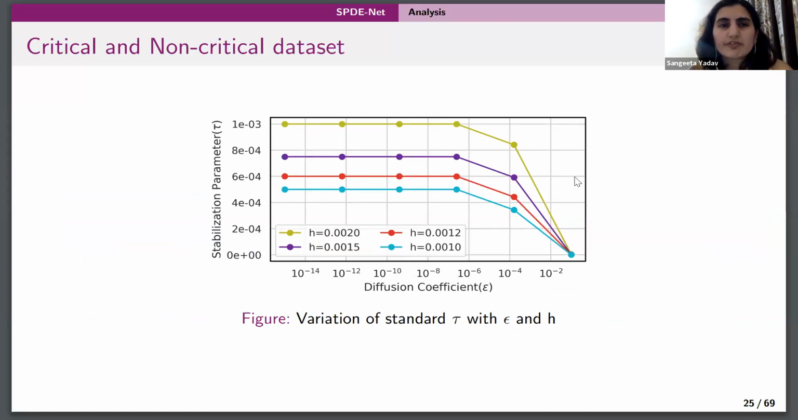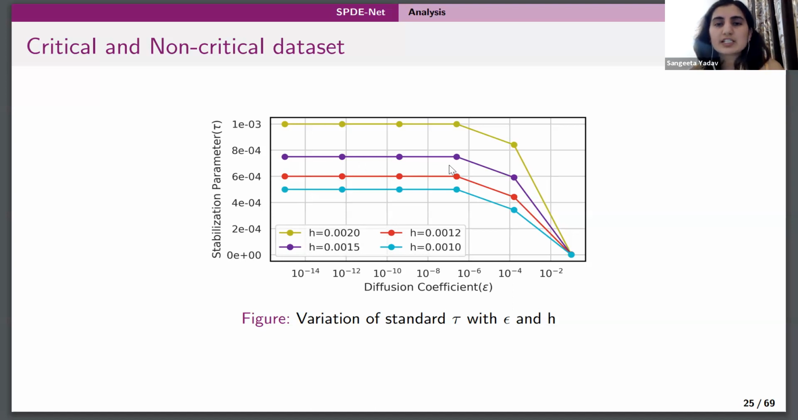We have done a few more experiments in the 1D case. The first one is wherein we have divided the data. The data was a set of pairs of epsilon, B, and H, where these are the diffusion coefficient, convection coefficient, and the mesh velocity. When we plotted the value of standard tau against epsilon, we could see that up to 10 to the power minus 7, we don't really see any difference in the value of the stabilization parameter, because these cases are so critical that the difference in the value of the stabilization parameter is so minimal that you cannot even figure it out in this diagram.